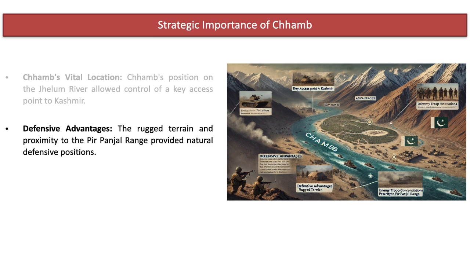Now let's talk about the defensive advantage that made Chamb such a crucial area during the 1947-48 conflict. Friends, Chamb was more than just a strategic access point. Its rugged terrain and proximity to the Pir Panjal Range provided a significant natural defensive position, making it a tough nut to crack for any advancing forces.